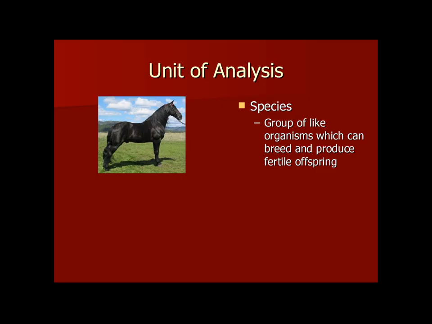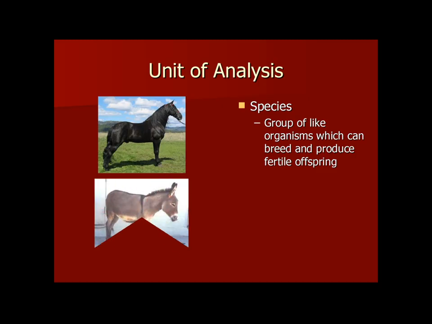First vocabulary term that we need to get is species. Again, it's the unit of analysis in evolutionary studies generally. They talk about species all the time. We already went through this in, I think, the previous slide, and I might have mentioned it before. So a species is a group of like organisms which can breed and produce fertile offspring. So you've got three check boxes if you want to figure out if two organisms are members of the same species. First thing you do is look and see if they're alike.